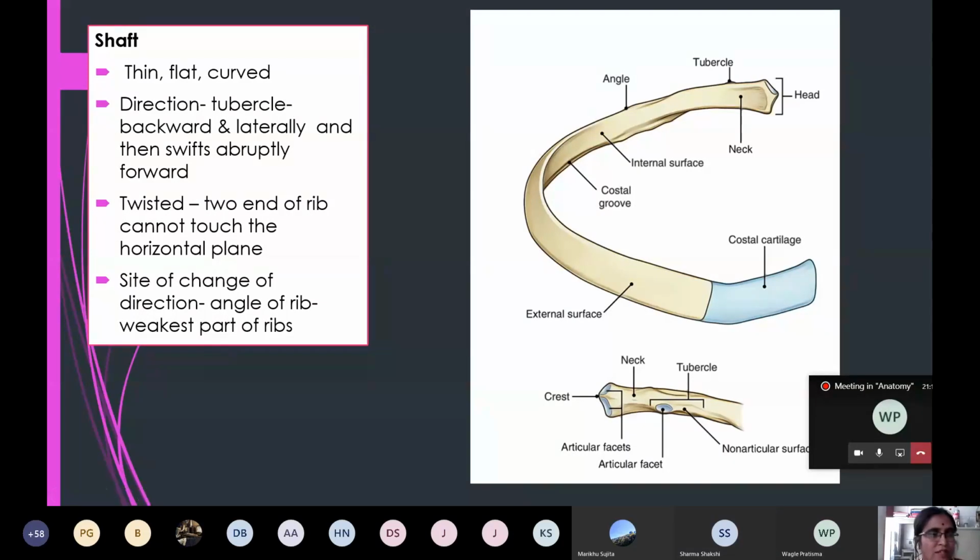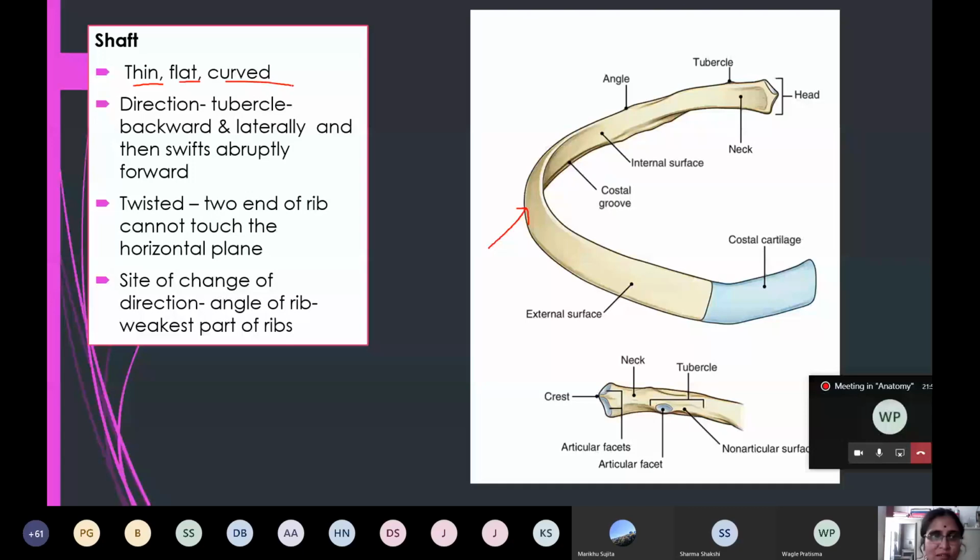Okay, now today we will study the remaining part of the typical rib followed by atypical rib. In the previous class we finished up to the posterior end, vertebral end, anterior end, sternal end of the typical rib. Now today we'll do the shaft of the typical rib. The shaft of the typical rib, here you can see, is thin, flat and curved.